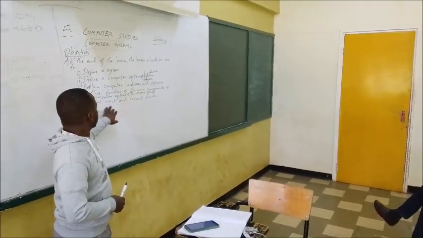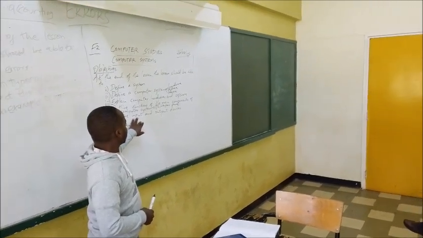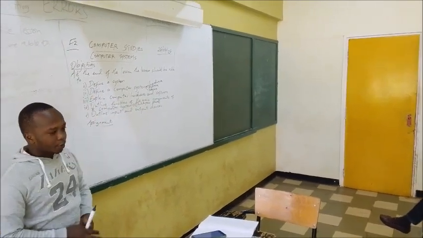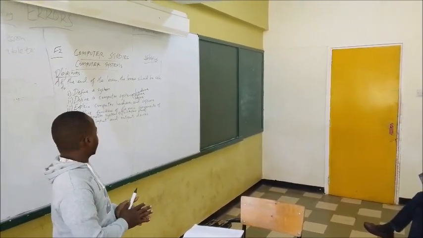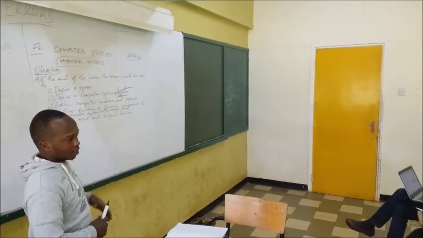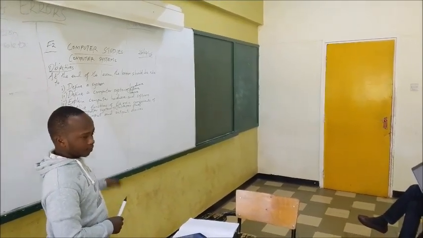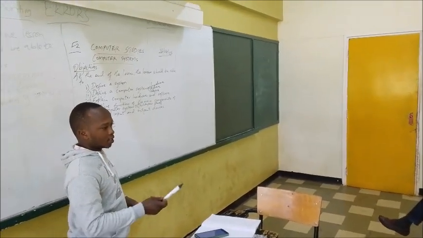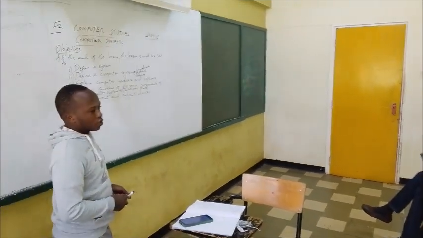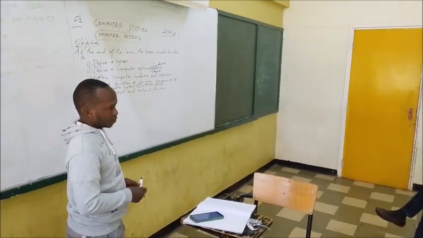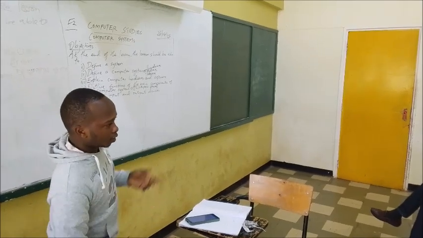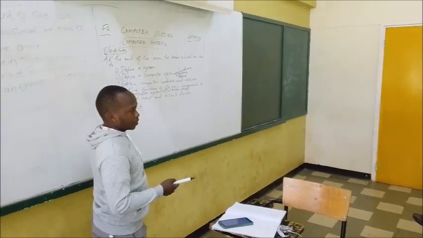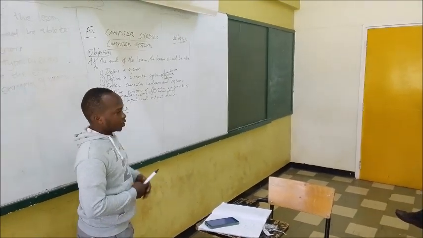Maybe we can just list what they are. Maybe the first group can tell us what input devices are, and the second one can also give us the definition of the same, and then examples. I think this one is a little bit easier. We can just answer this one straight away. Examples of input devices? Yes, a mouse, a scanner. Scanners can be both input and output devices, depending on how they are made.